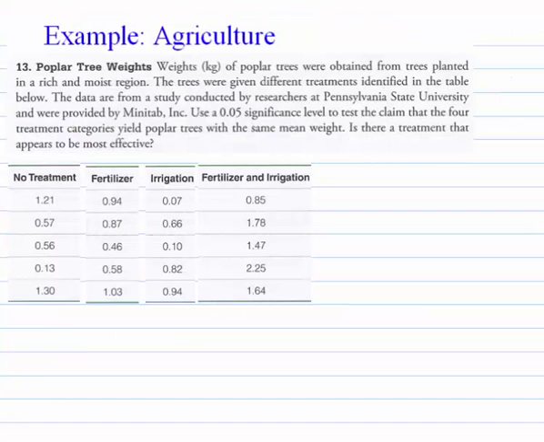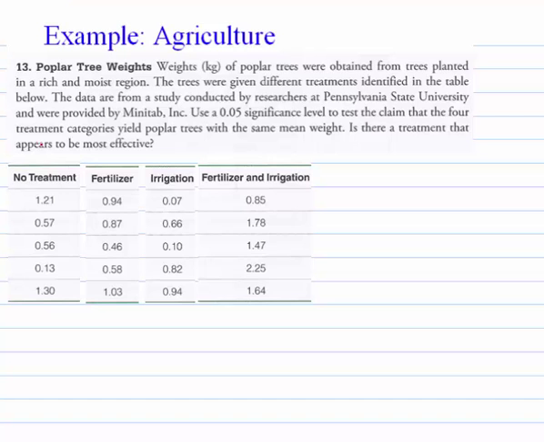Let's do one more example. And this actually comes from the history of it, which does come from agriculture. Okay, so tree weights. The weights of poplar trees were obtained from trees planted in a rich and moist region. Basically they were given different treatments: either no treatment, a fertilizer, irrigation, or fertilizer and irrigation. And we can ask, did any of these have an effect?